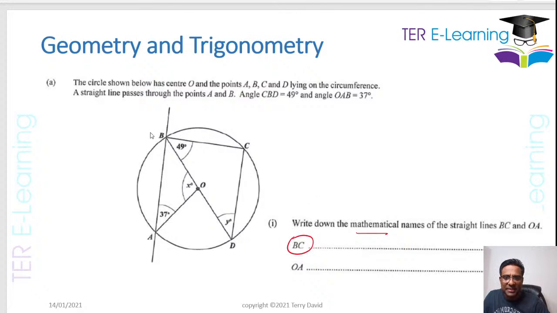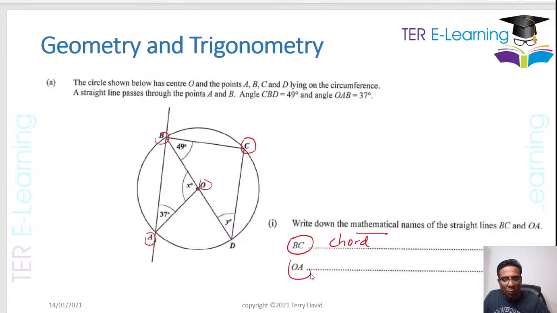What is BC? The line BC is touching the edges of the circle. You have B here and you have C here. So that line joining B and C is called a chord. That's what we call a chord. The next thing they have is OA. This is A and this is O, which is the center of the circle.